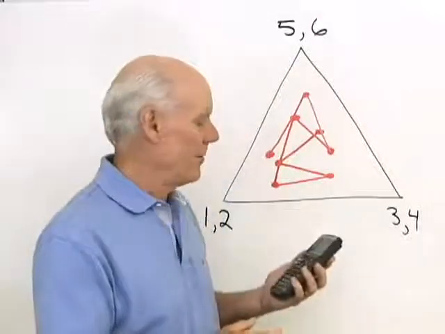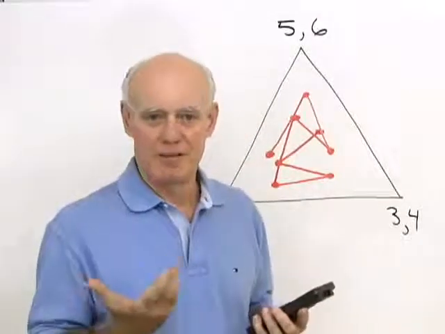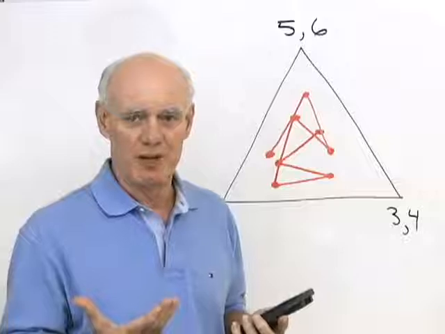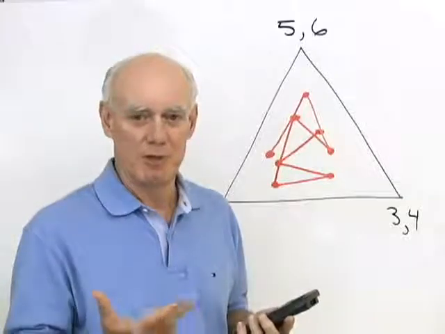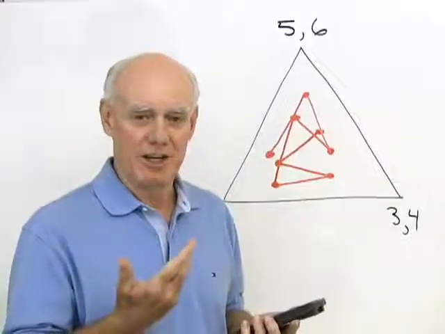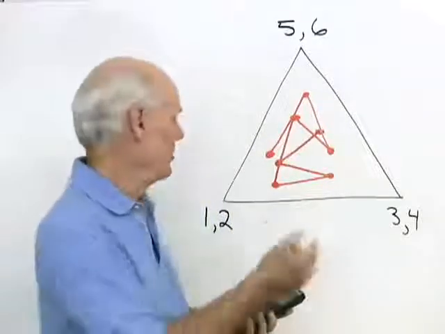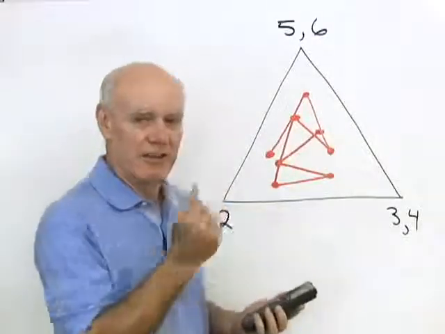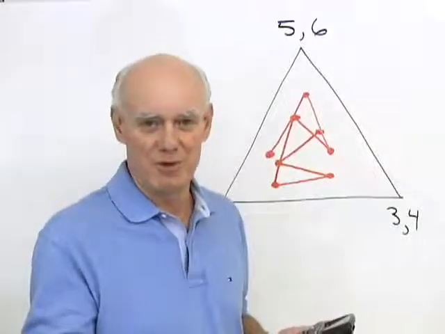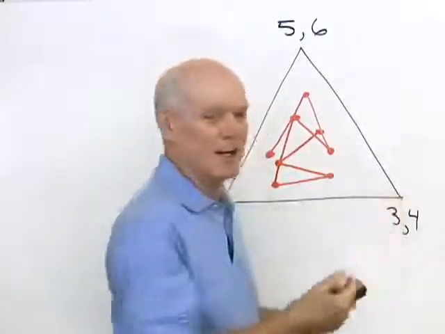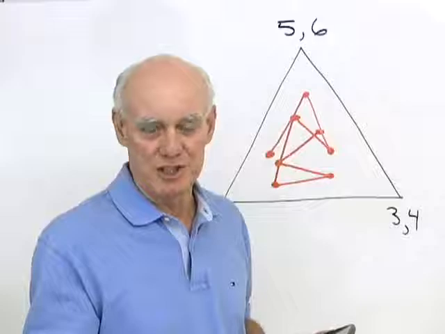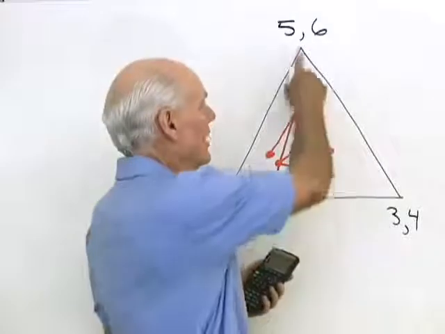Okay, so I've got my graphing calculator here, and what I've done is I've programmed into it a random number generator that will generate a random number between 0 and 1. If it comes out between 0 and 0.333, I'm going to move halfway to this vertex. If it comes out between 0.333 and 0.6666, I'm going to move here. And if it comes out between 0.6666 and 1, I'm going to move halfway here.